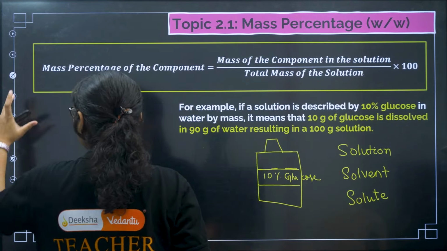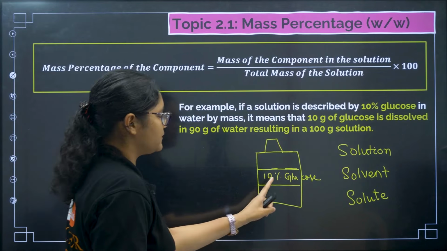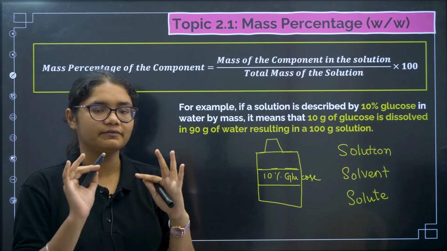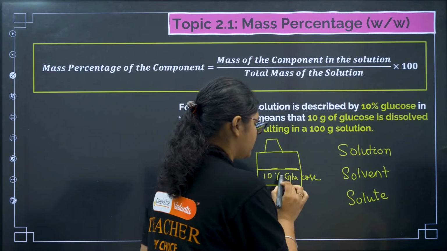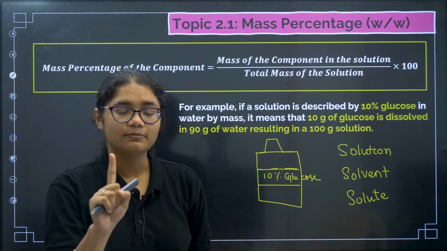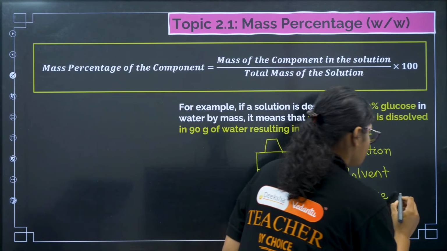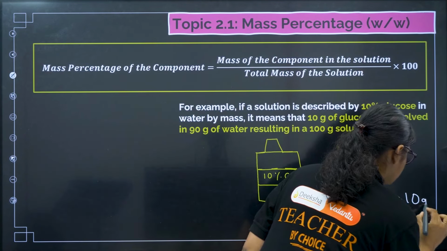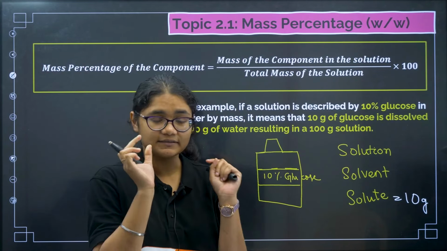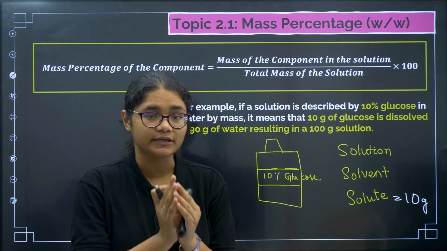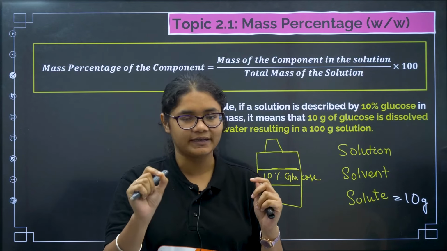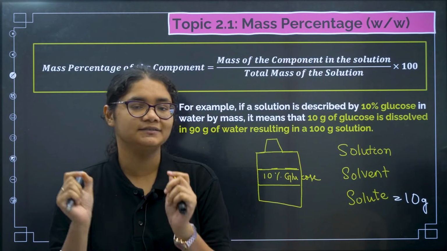Okay, so now if I say that it is 10% glucose, that means glucose is the solute, and generally the solvent we consider as water. So if I say 10% glucose, that means 10 gram of glucose is there. So solute is how much? 10 gram. Then 10% means the total solution is 100 gram. Always when you use the word percentage, that means the solution mass is 100 gram.